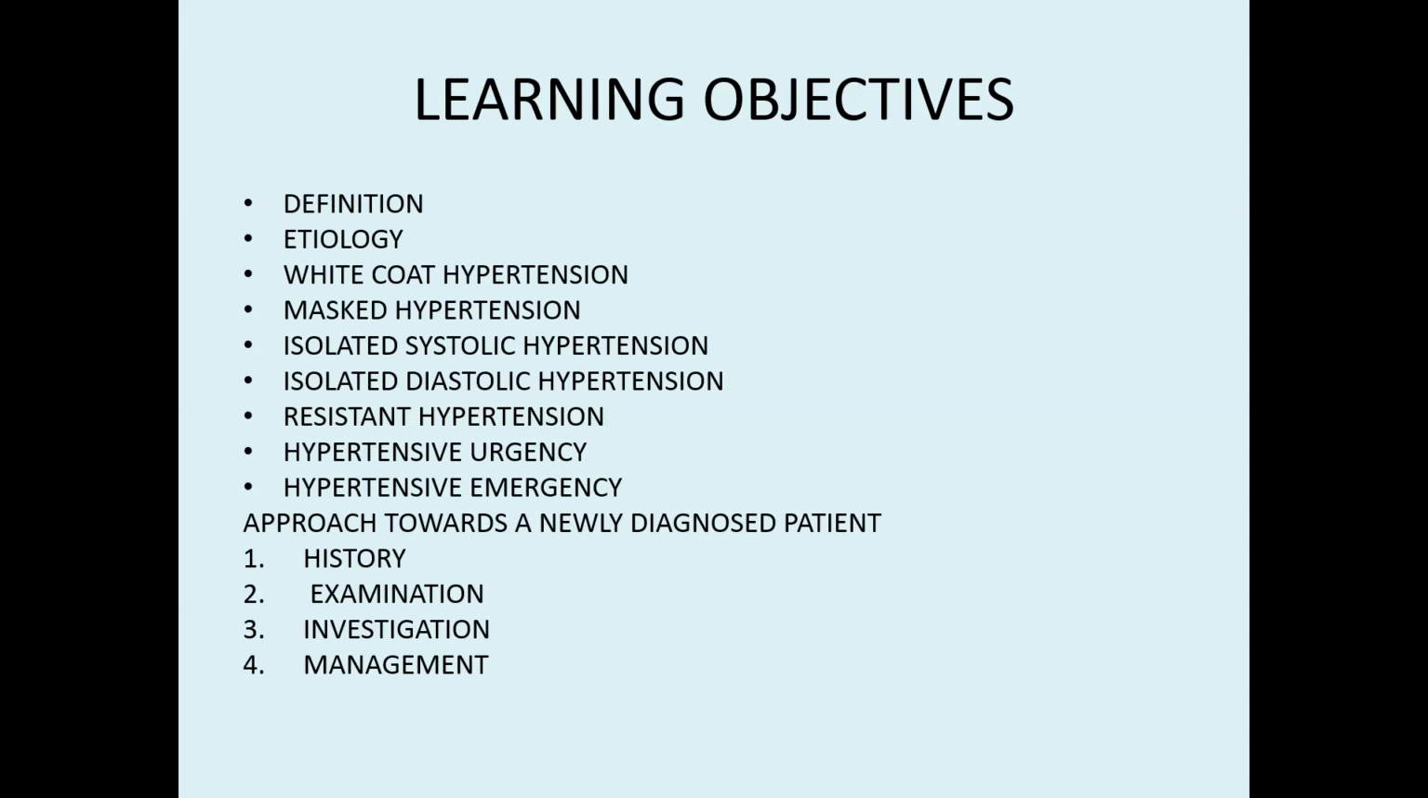We will discuss hypertension including its definition, etiology and different terms to describe different types of hypertension like white coat hypertension, masked hypertension, isolated systolic and diastolic hypertension, resistant hypertension, hypertensive urgency and emergency, and then approach towards a newly diagnosed patient that will include history, examination, investigation and then management.